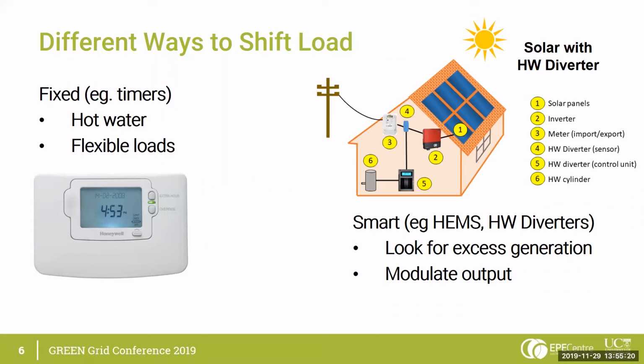So for those of you who aren't aware of what a hot water diverter does, it's smart because it has a sensor that looks at what's happening and when you're exporting out to the grid. And so when it says, okay, I'm exporting, this is a great time to turn on a load so I can reduce that export. So as well as looking for excess generation, it also is able to modulate the output.